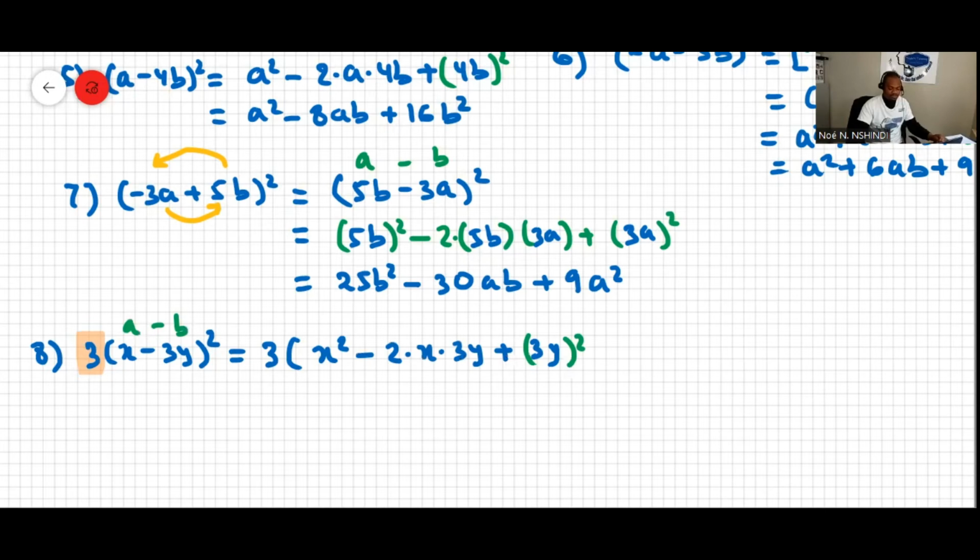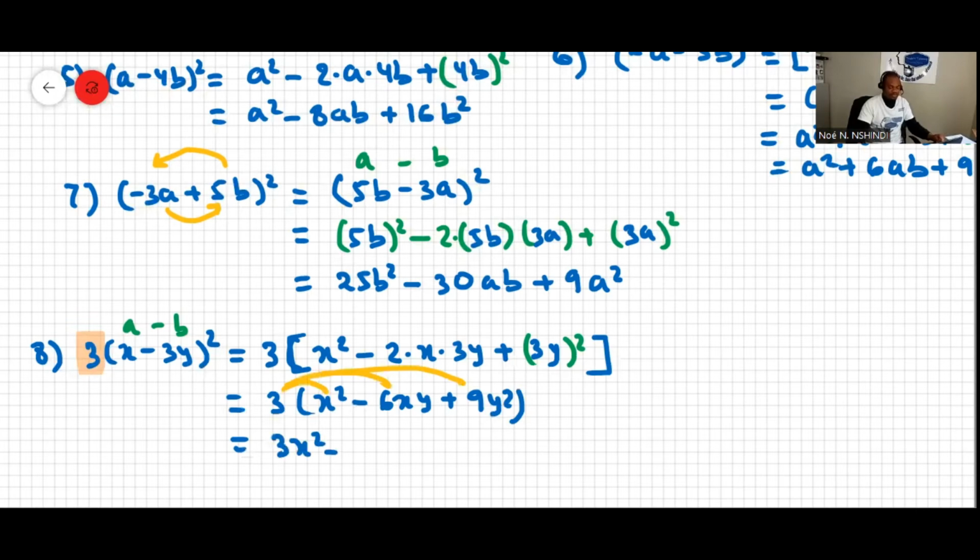Okay, a situation like this is better to use square brackets, because you have a round bracket within the square bracket. So this will be like 3 open bracket x squared minus 6xy, plus over here, remember 3 squared is not 6, but it's 3 times 3, which is 9, 9y squared. Then we can times by 3 there. Here is where we can do 3 times x squared, 3 times that, and 3 times that. And this will be 3x squared minus 18xy plus 27y squared.